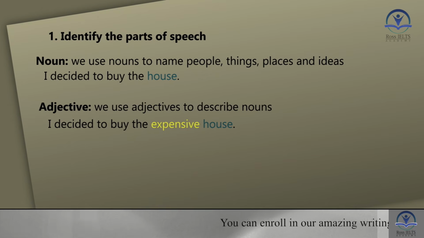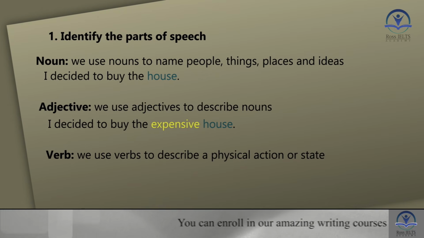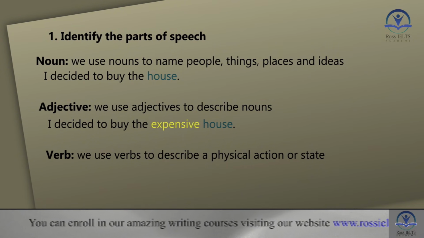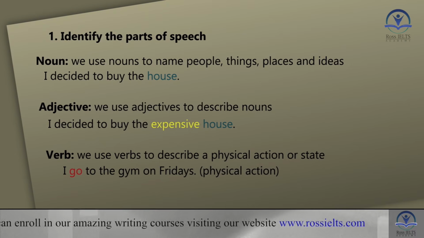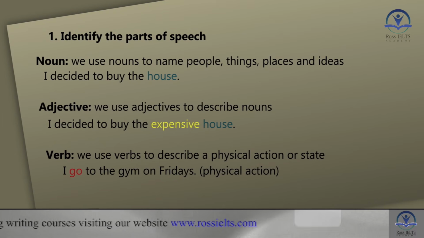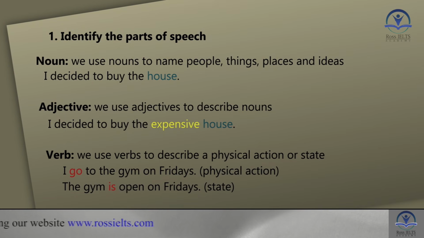The next part of speech can be verb. You can have a verb in your sentence. We use verbs to describe a physical action or state. For example, I go to the gym on Fridays. This is a physical action, going to the gym. Or, the gym is open on Fridays. Here I have a state, the gym is open. There is a to be verb, not an action or non-action verb.